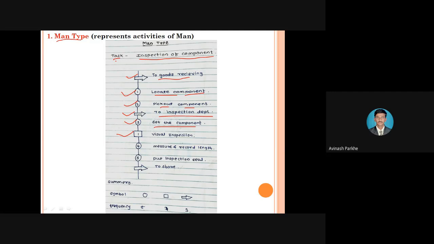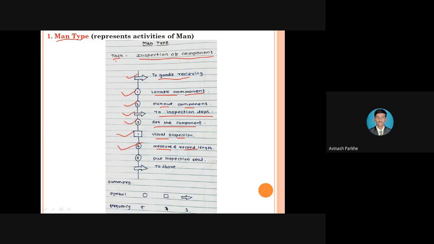And then second, visual inspection. It is represented by the rectangle. Visual inspection means after set the component on that particular workstation, so he will start their inspection. Maybe he will take some of the measuring devices, he will take the scale, he will measure the dimensions, then he will take the vernier, he will take the gauges, and he will start their operations. And that all the operations are represented by the next operation, that is operation number 4, measure and record the length. Visual inspection, it is the only visual operation process.